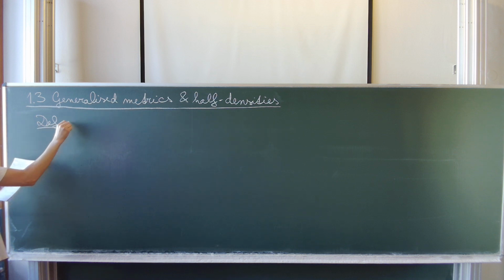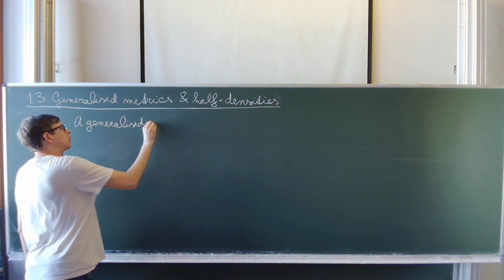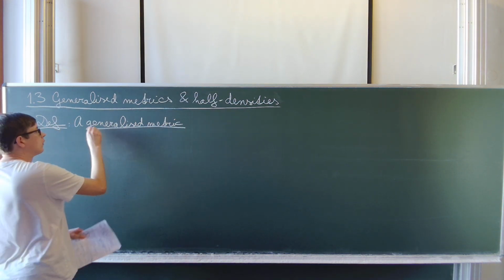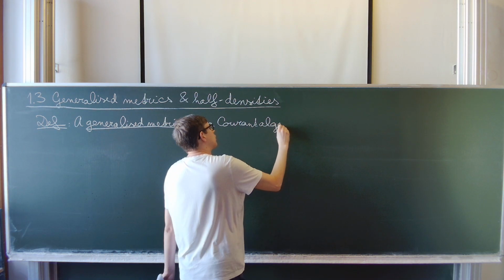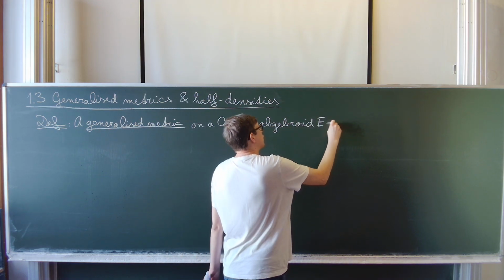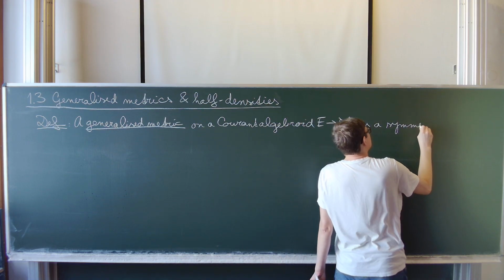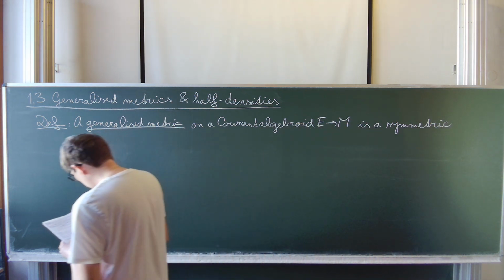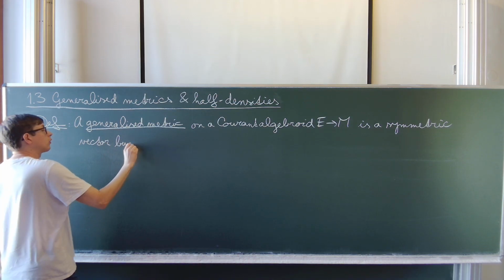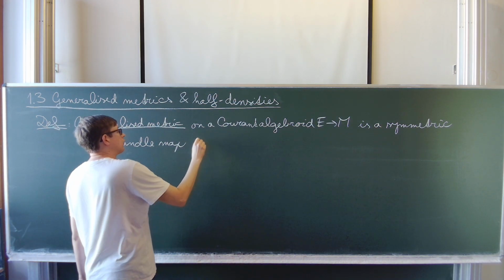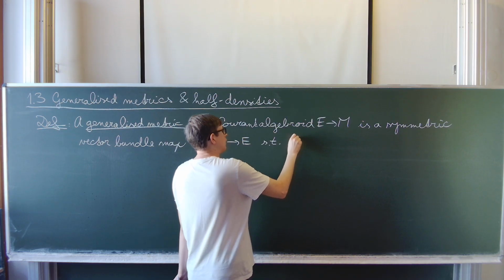Okay, so let me start directly with the definition. A generalized metric on a given Courant algebroid E over M is a symmetric vector bundle map, and we call it curly G, that goes from E to E. We define the property that it squares to 1.